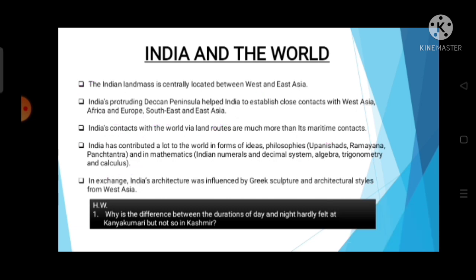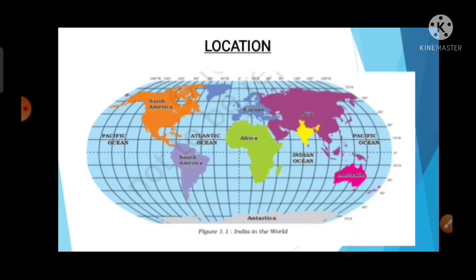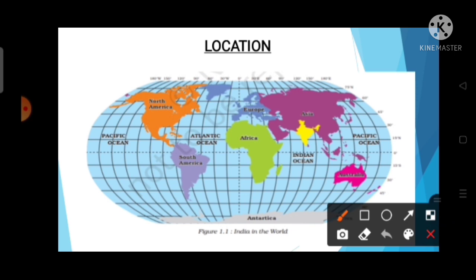So, in the map, we can understand. This is the world map. As you can see, this is West Asia and this is East Asia. India is centrally located in between both of these, West Asia and East Asia. India is a southward extension of the Asian continent. We can say that India is located in South Asia. The Trans-Indian Ocean routes which connect the countries of Europe in the west and the countries of East Asia provide a strategic central location to India.